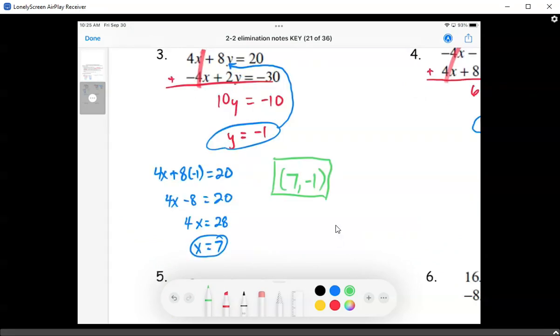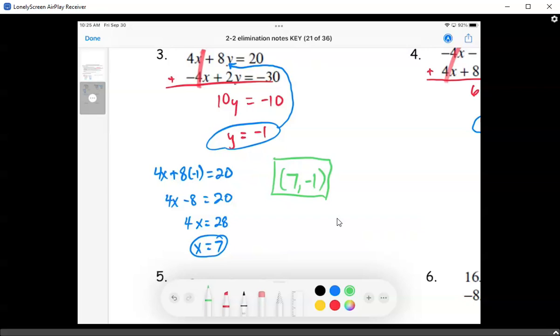All right, so as you can see right here, the x values right there are what got eliminated. We had positive 4x and negative 4x, so that's what got eliminated. We're left with 10y when we add those two together, and negative 10 on the other side of the equal sign. A little quick division gives us negative 1.